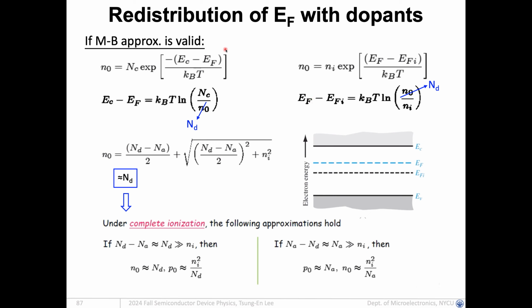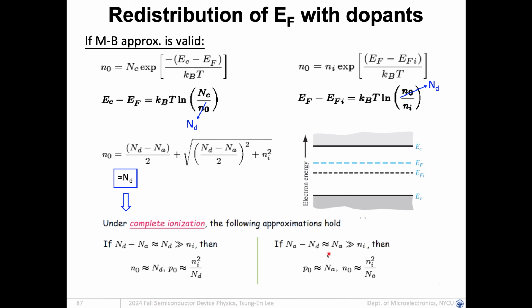So this is the redistribution of the formula with the dopants. As I mentioned, if the formula is shown here, then we know the carrier concentration can be simplified as ND. If ND is much larger than NA, it can be simplified to show their relationship. We don't need to derive the formula here. You just have to understand that if ND is much larger than NA, then N0 should be close to ND under complete ionization.